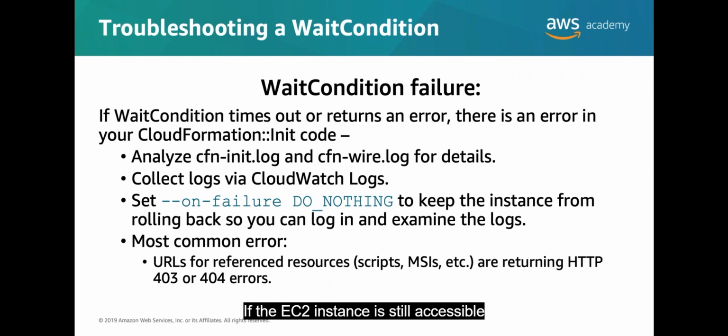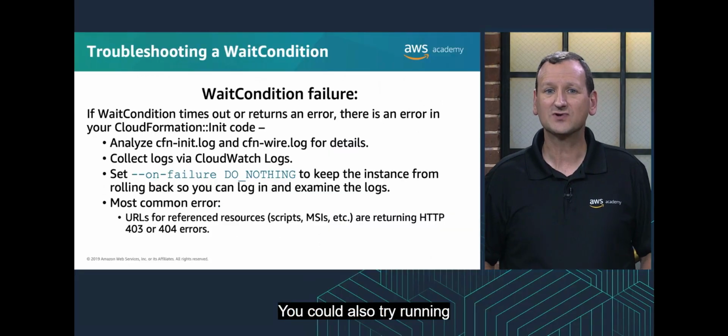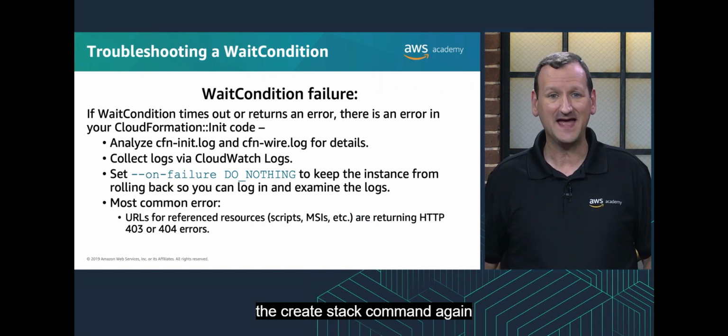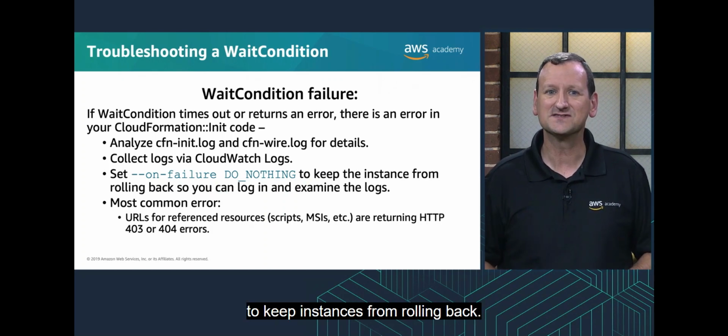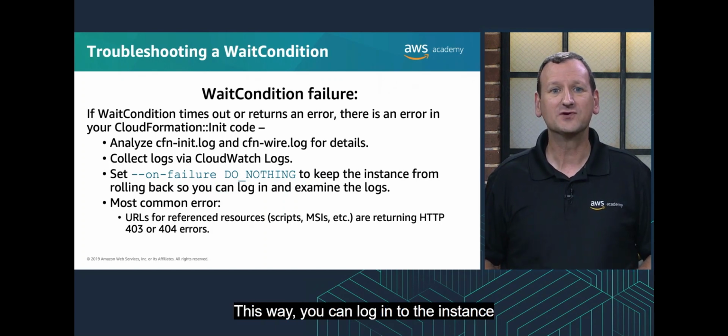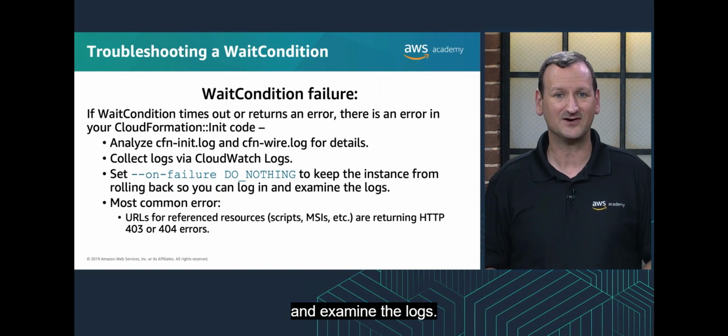If the EC2 instance is still accessible after you notice the error, analyze the CFN init log and the CFN wire log for details. You can configure CloudWatch logs to collect the logs from the instance. You could also try running the create stack command again and specify --on-failure DO_NOTHING to keep instances from rolling back.